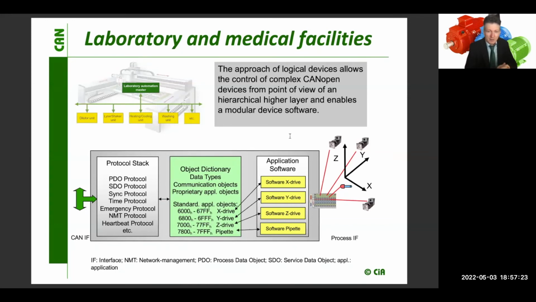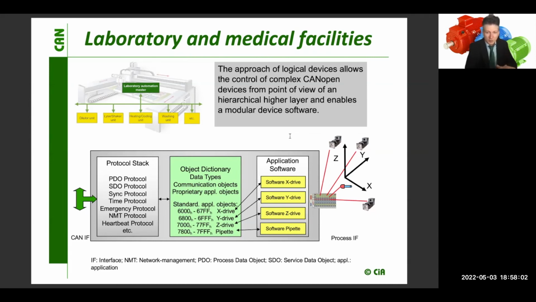You can have medical or laboratory equipment. There are a couple of slides on this topic. This one shows the entire content of a CANopen device. In this case, it will be a drive device. We have the protocol stack, object dictionary, and application software. In the application software, I would like to handle, for example, several drive axes. This means either a single drive or 3 drives, which control each axis independently.